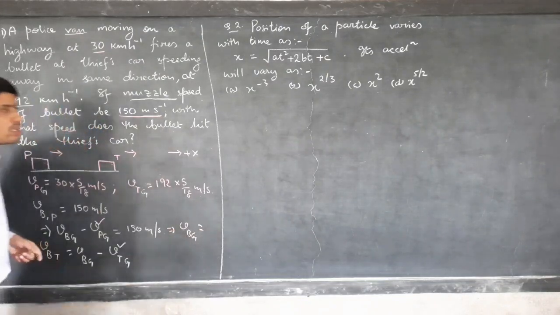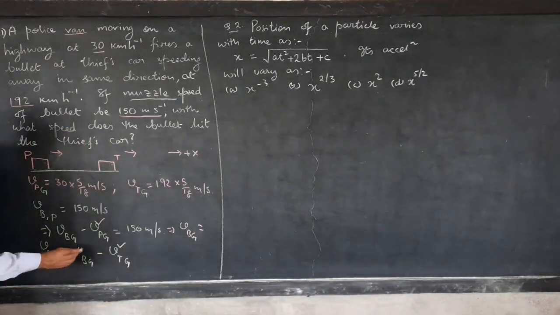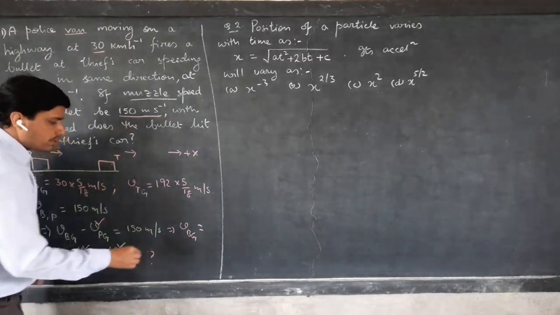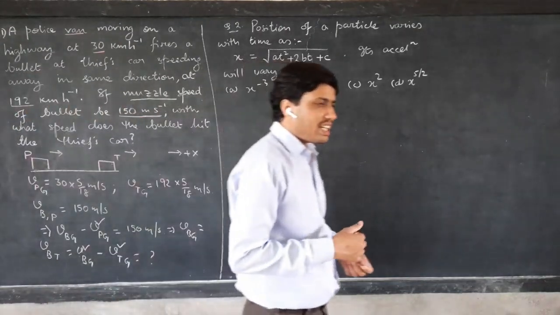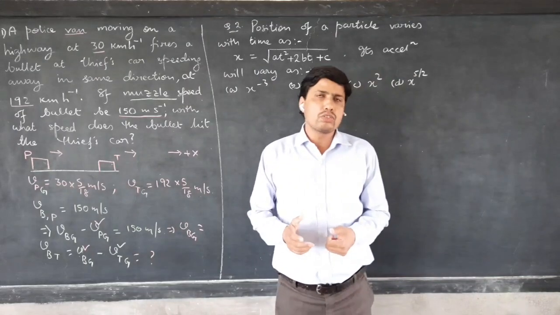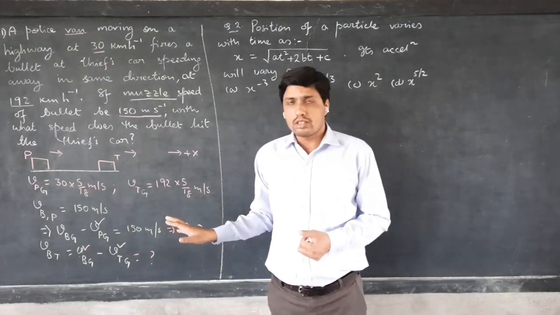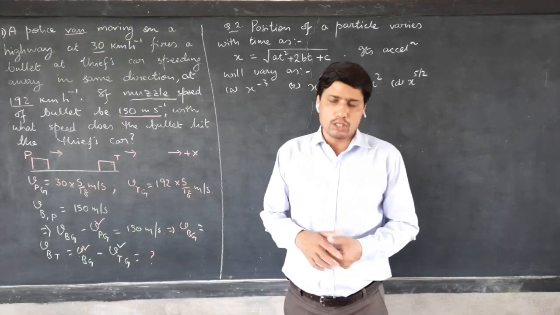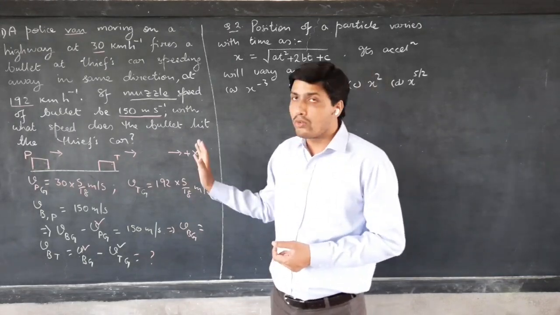We will get some value. That value, if we put over here, we will get the value of VBT, which is being asked in the question. So this is the hint. This is the solution to this particular question. Calculations I have not done. My purpose here is just to indicate to you how to solve this particular question. I hope you have got the solution.